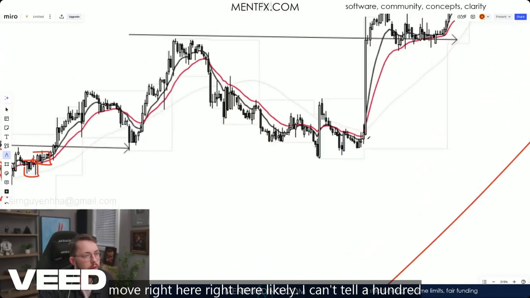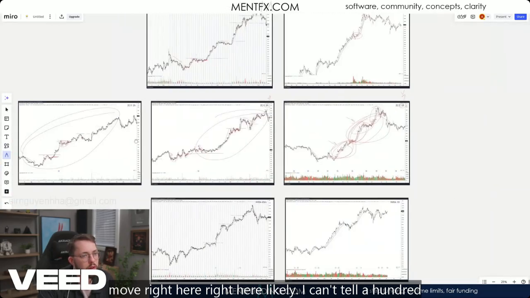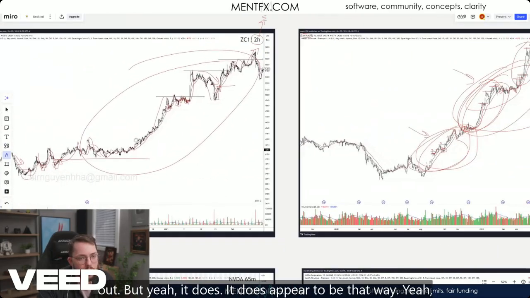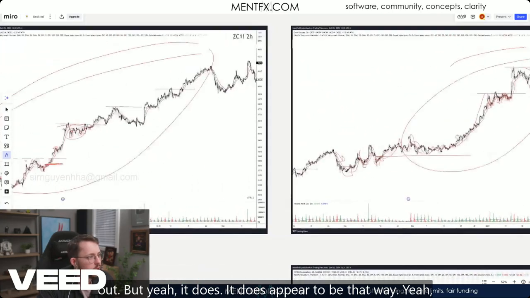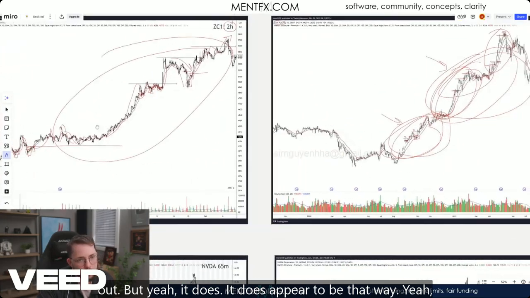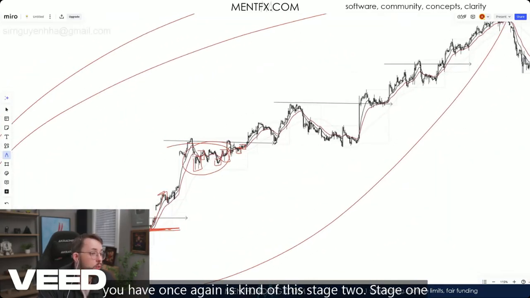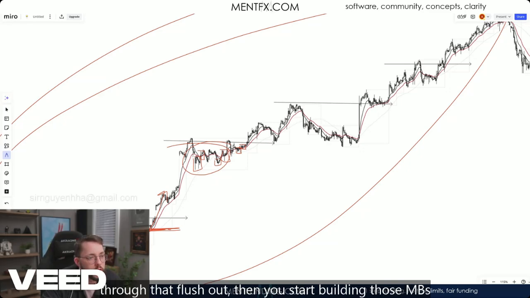Right here, likely. I can't tell 100% just by looking at these side by side, super zoomed out. But yeah, it does appear to be that way. So that 3 move was actually right here. And then what you have, once again, is kind of this stage 2, stage 1, through that flush out.